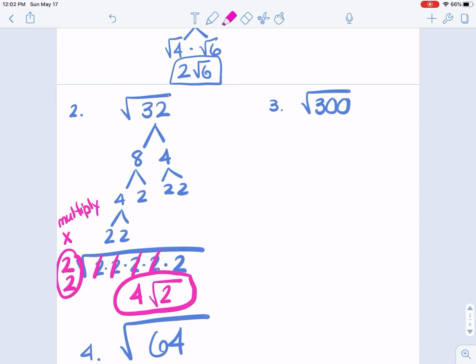Now, if you wanted to check yourself, you could take the original problem, type that in your calculator, and you would get some ugly decimal. Then take 4 square root of 2, type that in your calculator, and you'd get the same exact answer. Same decimal. If you don't get the same decimal, you're wrong.